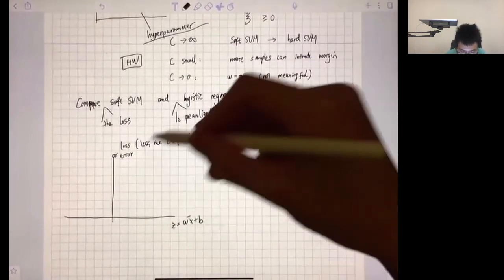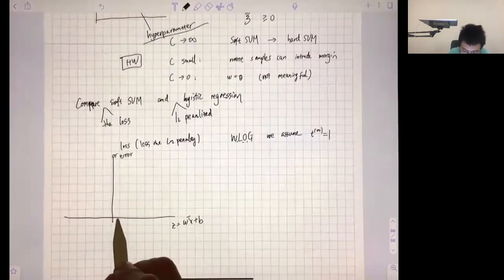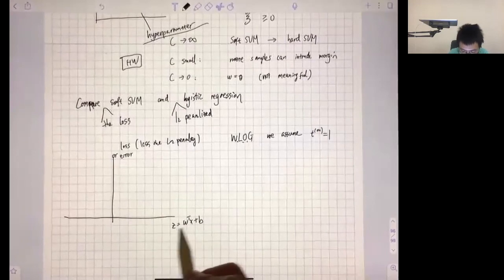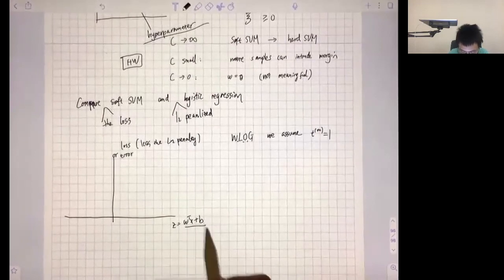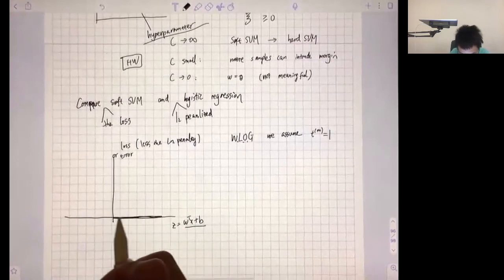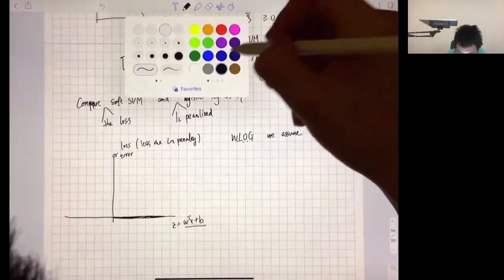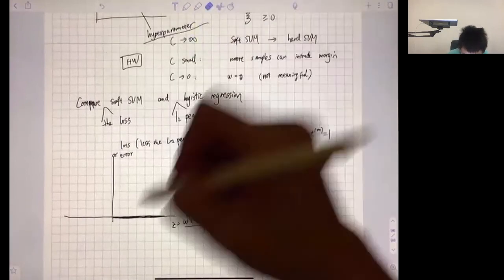So what is my error? My error is, if z, which is W transpose X plus B, is greater than or equal to 0, you are good. You have no error. So I can use another color, maybe gray.